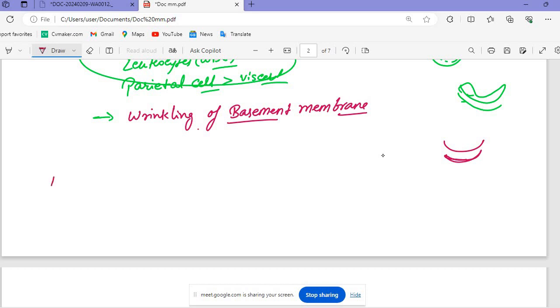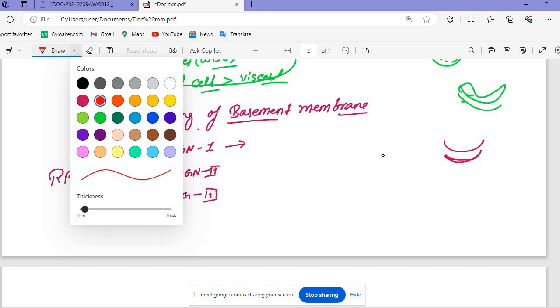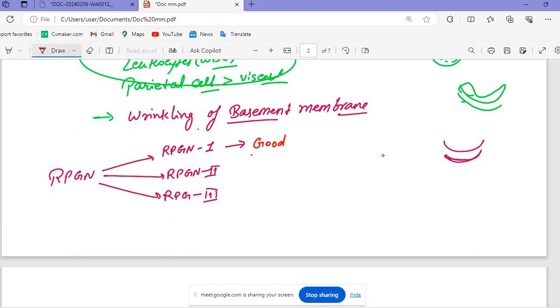Now RPGN is characterized into three types: RPGN 1, RPGN 2 and RPGN 3. RPGN 1 is Goodpasture syndrome. I hope many of you have already heard about it. Remember Goodpasture syndrome, because it is again an important topic for our exam. You can remember it as 1, 2, 3, 4.